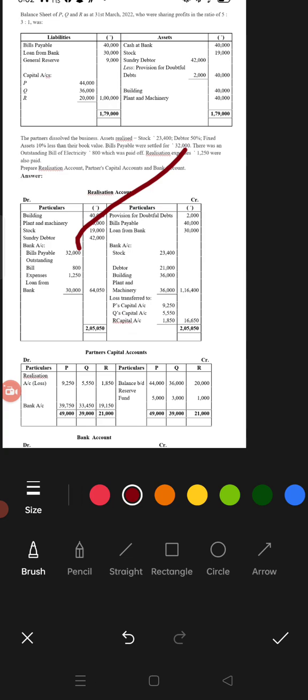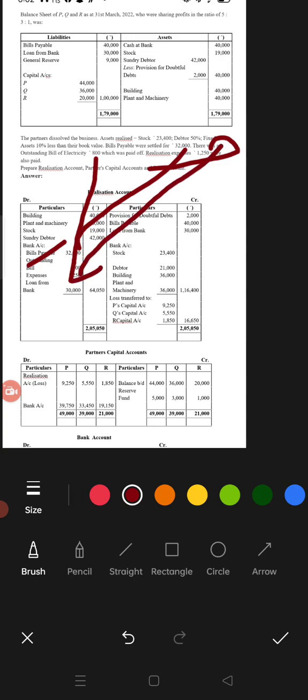Next, there was an outstanding electricity bill. It's an expense. So expenses, it's a liability. So 800 you're going to take it here, and you're going to take it in the bank, because the partners have not taken any such liabilities, and creditors are not liable to be paid by partners A and B, nothing like that. So it will be going to the bank account 800. Then expenses, realization expenses, that is also a liability. It will go to the bank account.